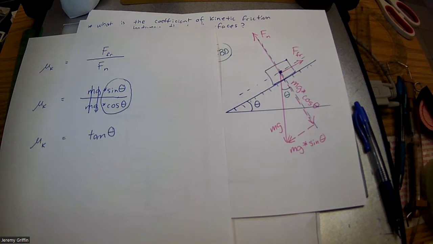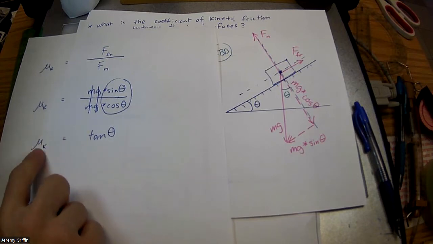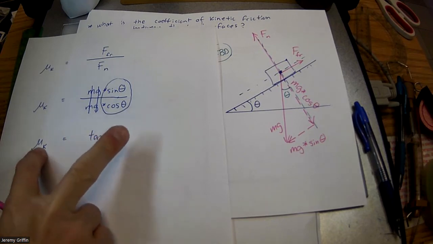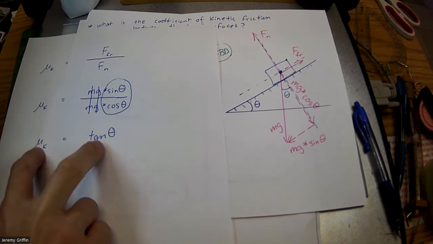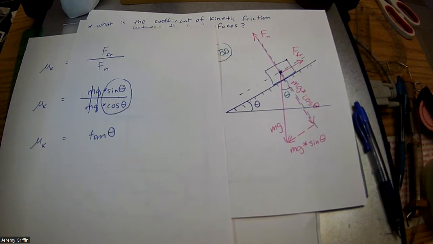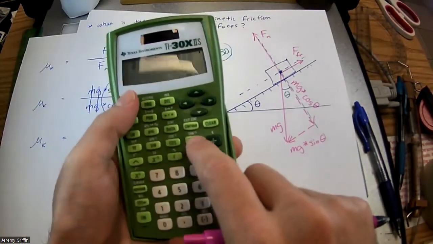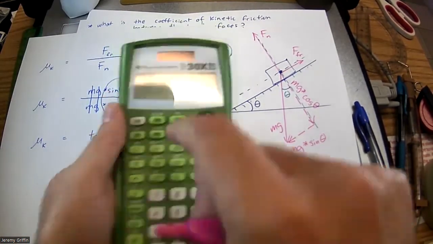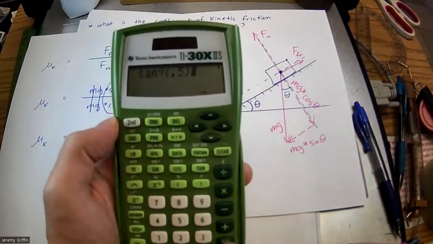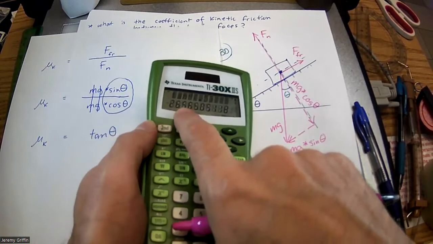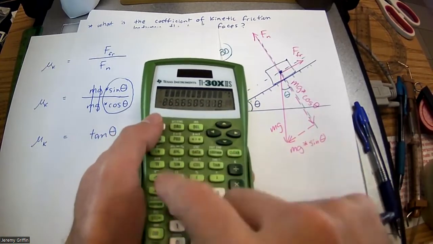How about this? Coefficient of static friction, that was 0.5, right? Can you guys calculate the angle if you know that this number is 0.5? What do you do to both sides? Inverse tangent. You do inverse tan 0.5 on your calculators. What is inverse tan of 0.5? Here's your 0.5. We're solving for this angle. That's why I did inverse tan, right? About 26 point something degrees, 27 degrees, something like that.